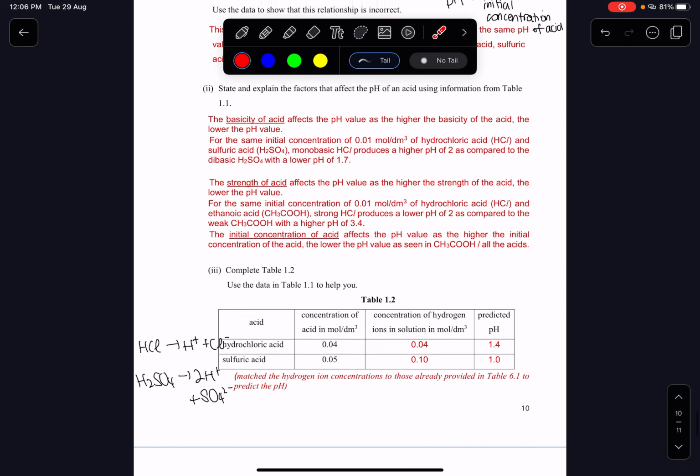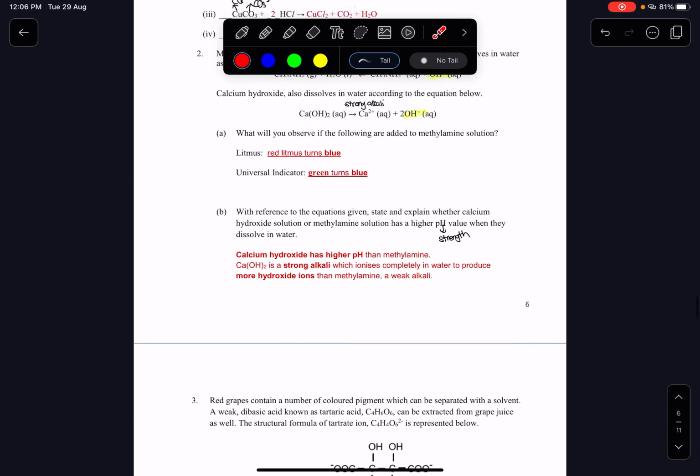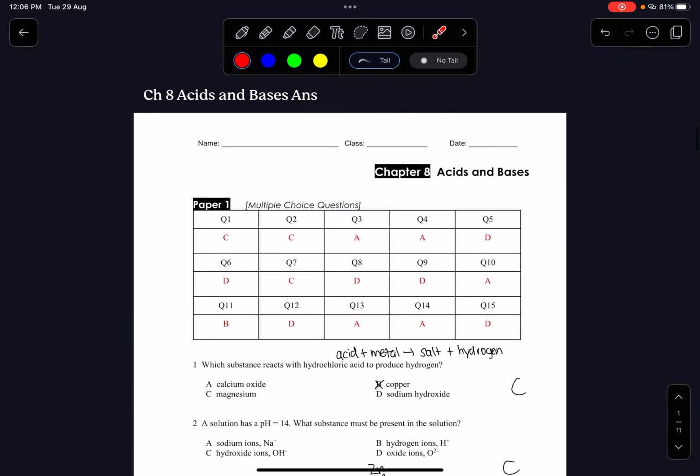Last but not least, please revise this worksheet a lot because a lot of you didn't do well for it.